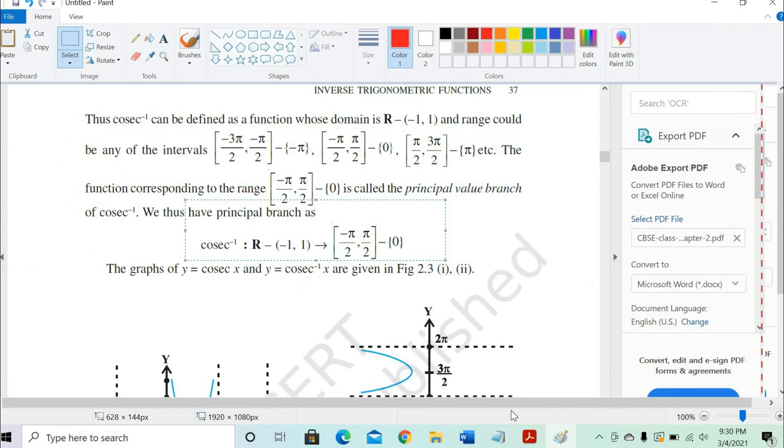So range here is minus 1 to 1. No, not minus 1 to 1. Remember that. The domain is all the real values except minus 1 and 1, because cosec doesn't exist there. When you put minus 1 and 1, it's not defined, right? So all the real numbers except for minus 1 to 1.